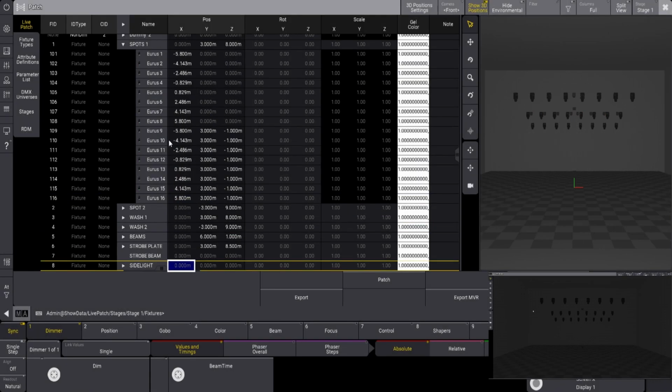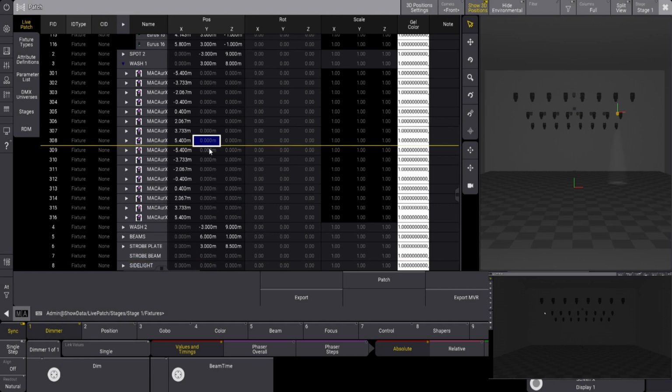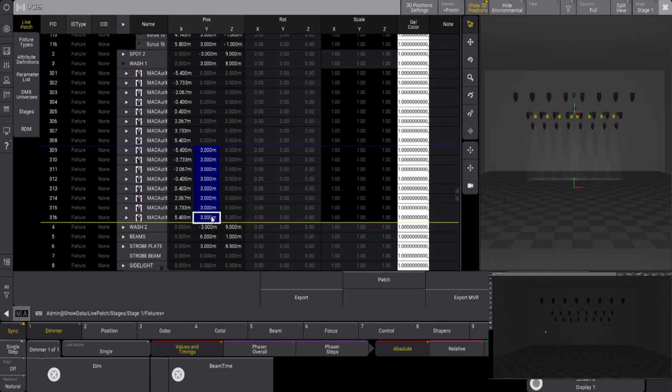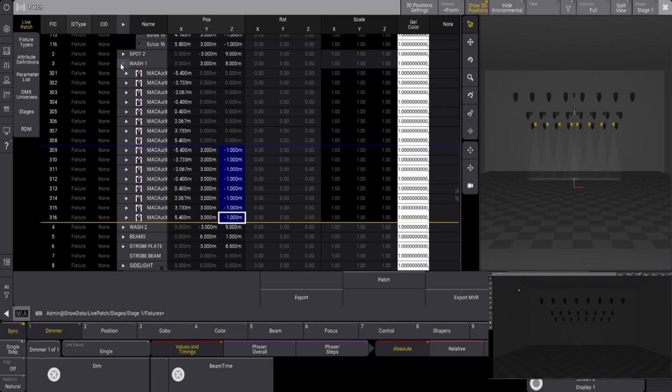This doesn't have to be exact either. This is just to get it close. It's going to make life easy when you're making groups and stuff, so get it close to real life, but don't worry if it's not 100% exact. 3 meters further upstage and a meter lower.